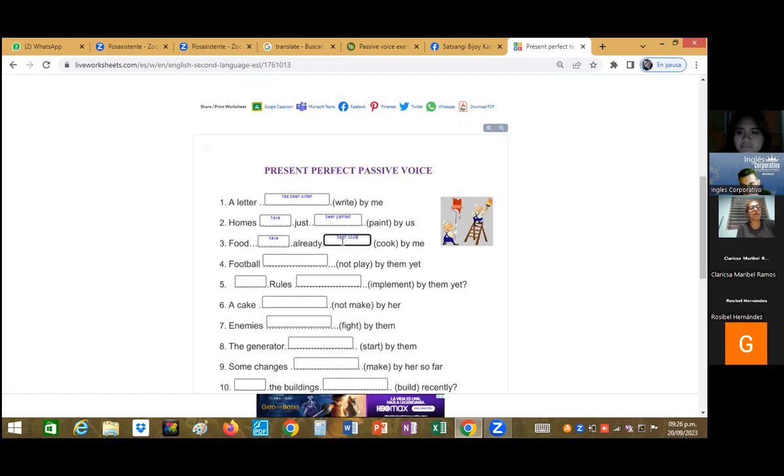Así que dicen los demás. Guillermo, Rosibel. Mucho ruido tengo, no puedo tener el micrófono, por eso solo las estoy escuchando. Me va a regañar la Clary. Okay. By me. Participo. Cook. Good. Yes. Okay. Been good. Football.